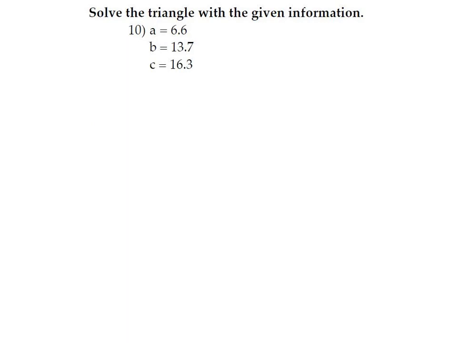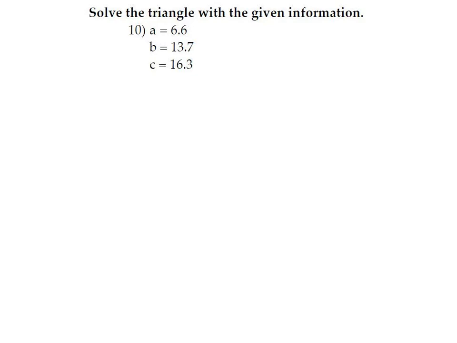Solve the triangle with the given information, a, b, c. We are not given any angles, just three sides. The trouble with some triangles is you might have an acute and an obtuse triangle. In order to determine that, I always use law of cosines to find the angle opposite the longest side, the largest angle. That way I'll know if it's obtuse or not. So I'm going to go after gamma.